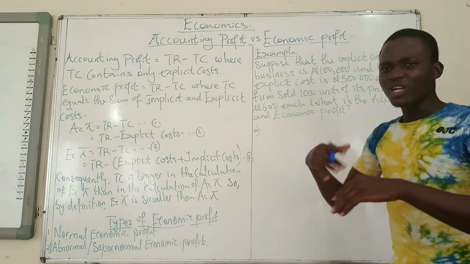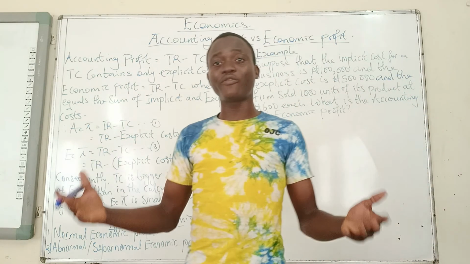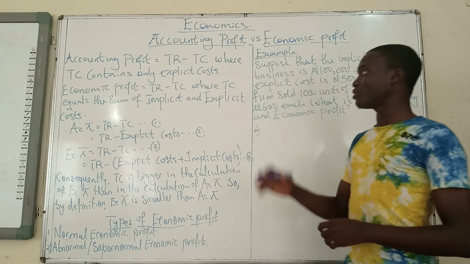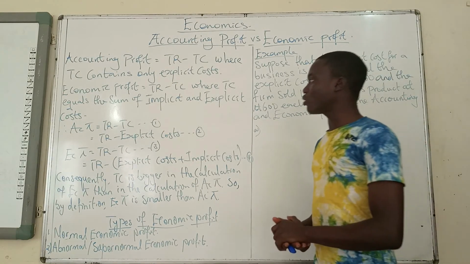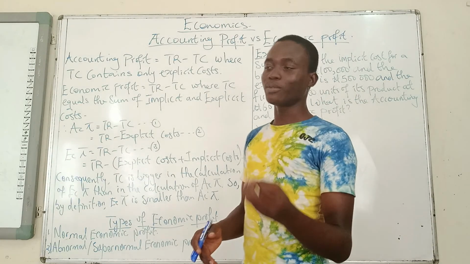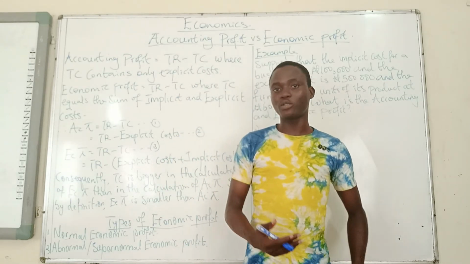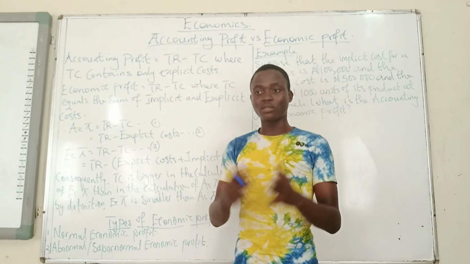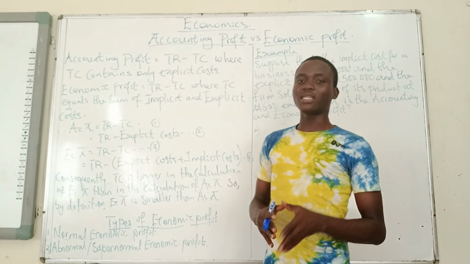So how does an economist calculate profit differently from the way accountants calculate theirs? Economic profit is calculated as total revenue minus total cost, the same total cost. But here, total cost is equal to the sum of implicit and explicit cost. I've already explained explicit cost, the cost incurred in getting a good or getting a service done by a firm. So what are implicit costs?